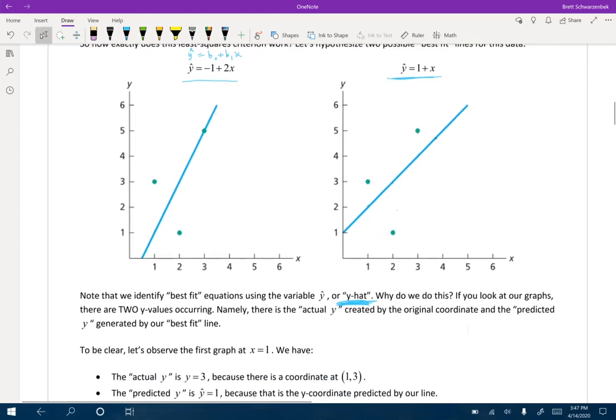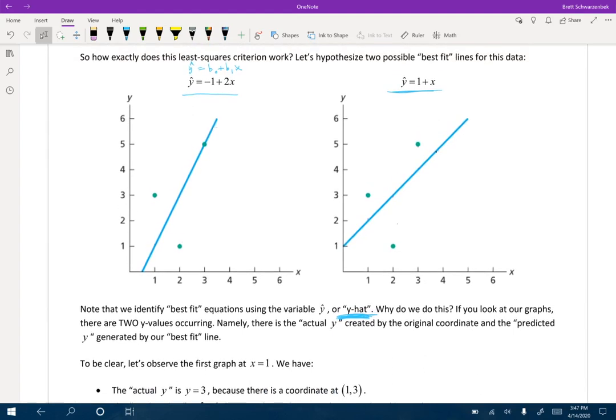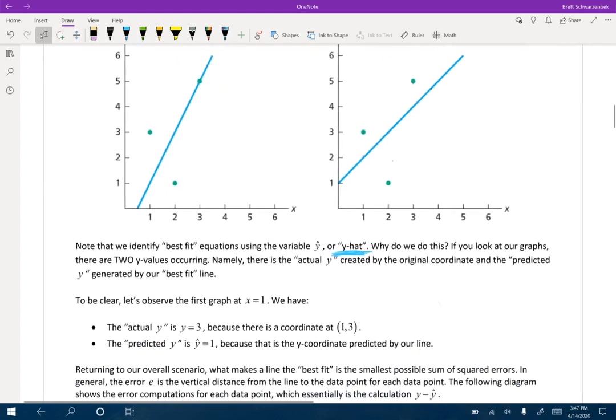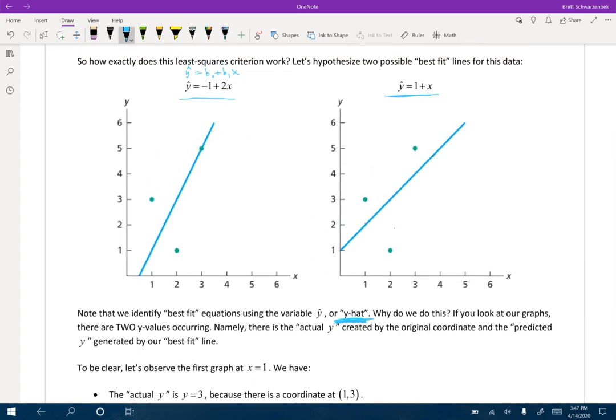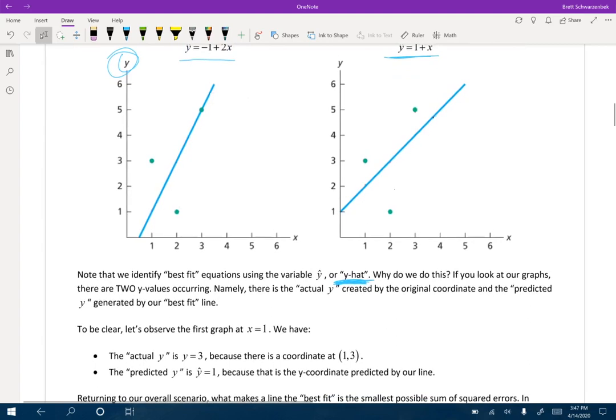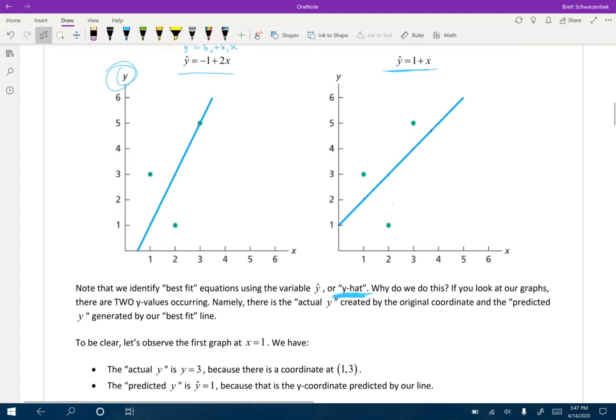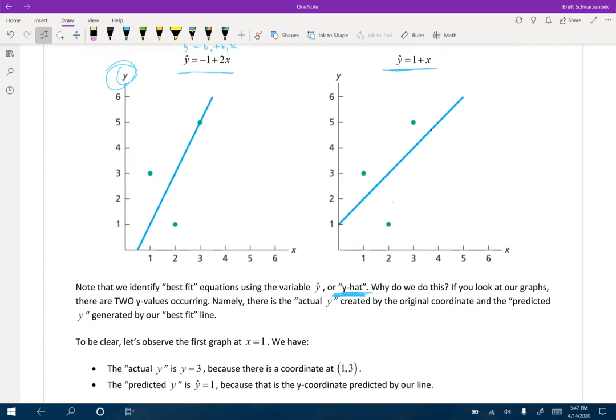Well, we'll talk about that in a second. We want to talk about some important terminology. So in terms of regression first, it says, why exactly would we use y hat as the variable? Why don't we just use the variable y? Why do we have to use y hat? Well, if you look at this graph, there's actually 2 values of y happening on the graph itself. I know that sounds kind of weird, but there is.